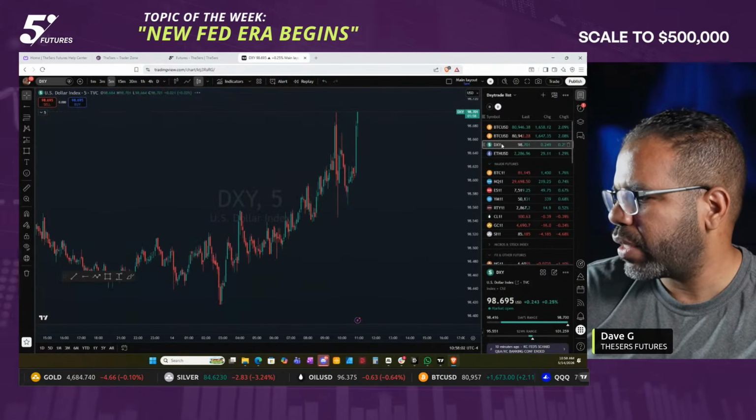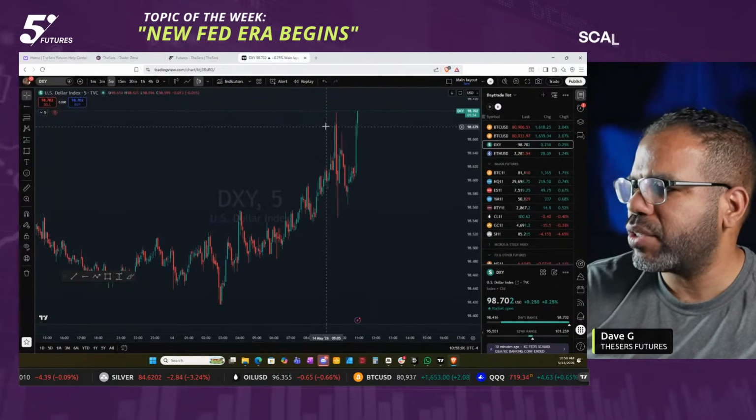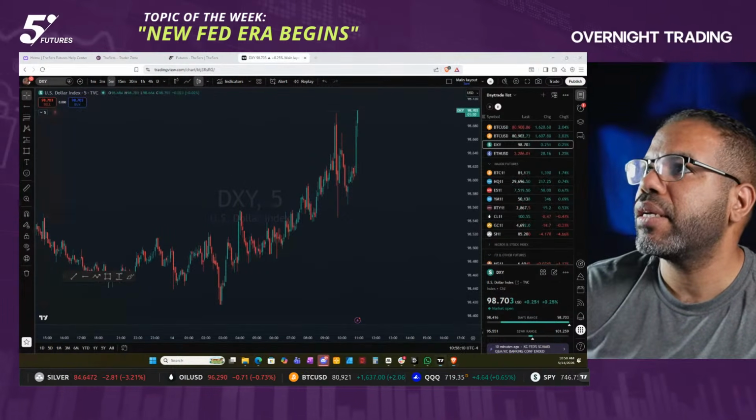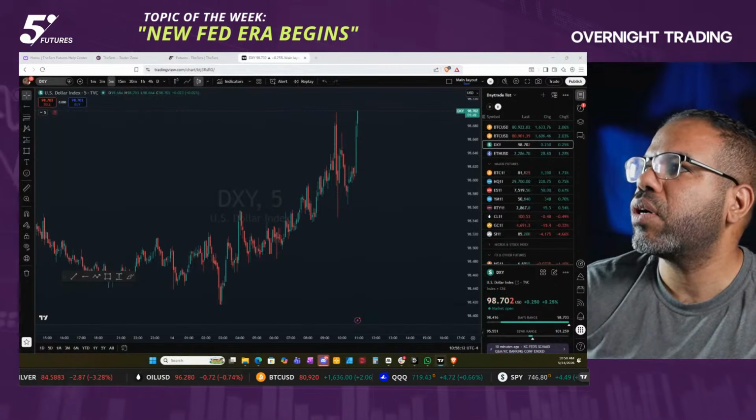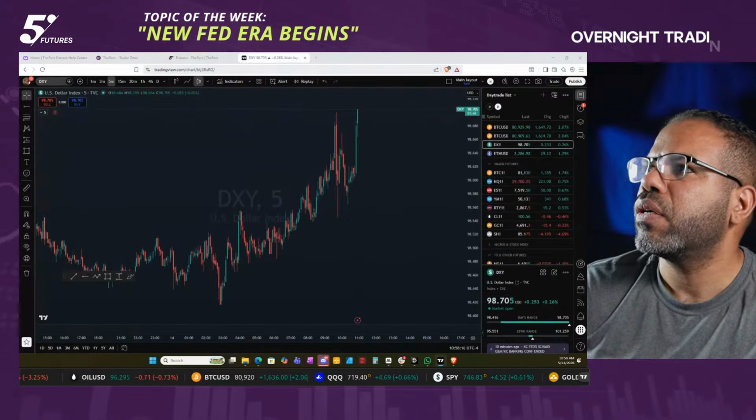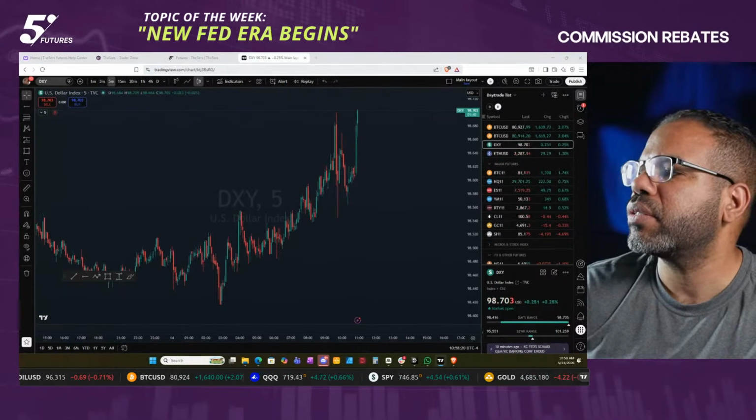Let's look at the dollar. Look at the dollar blasting up. Man, dollar's strong here. Let's put this thing side by side. Dollar strong. Dollar's very strong. Dollar might be affecting us a little bit.